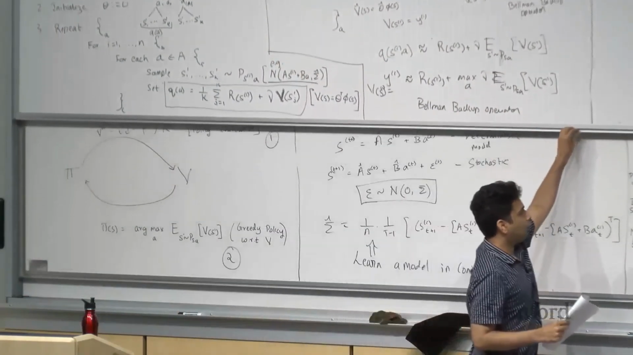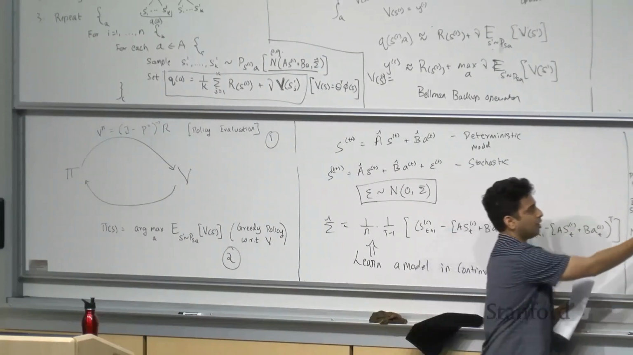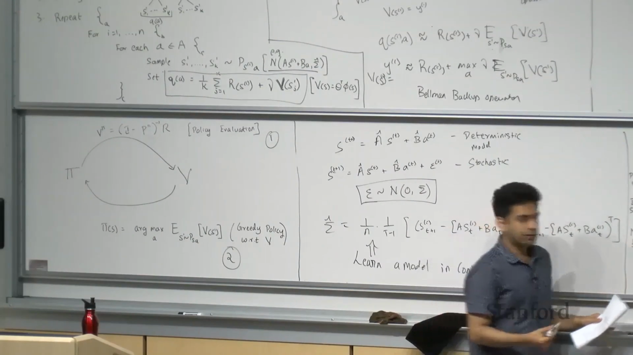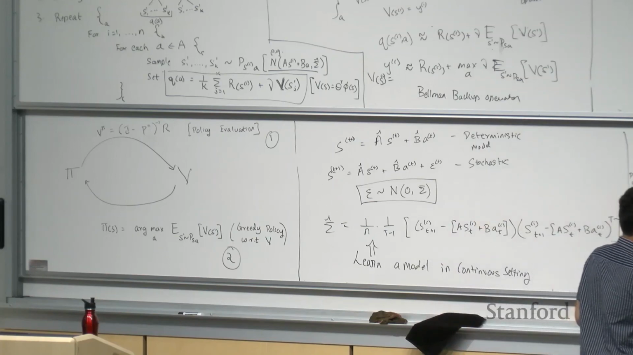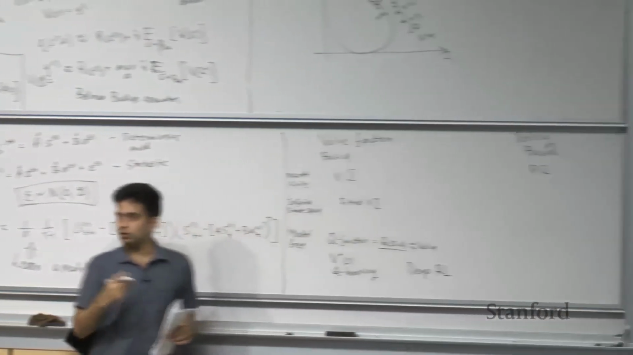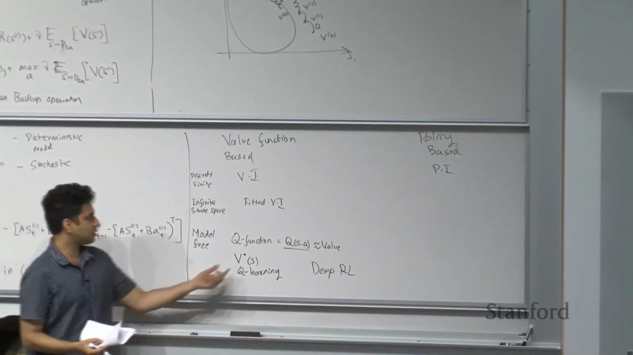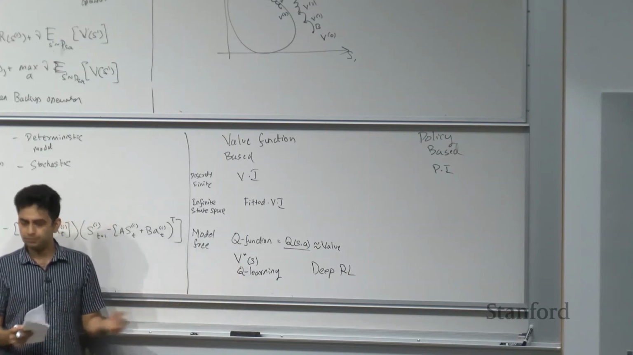And when we use neural networks as the function approximators for either the value function or the Q function, that basically gives us the field of deep RL, or deep reinforcement learning. So you can use deep reinforcement learning by using neural networks as approximators for your value function or the Q function.